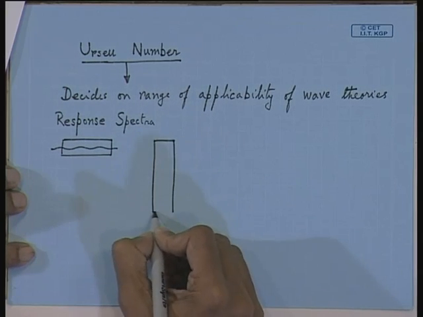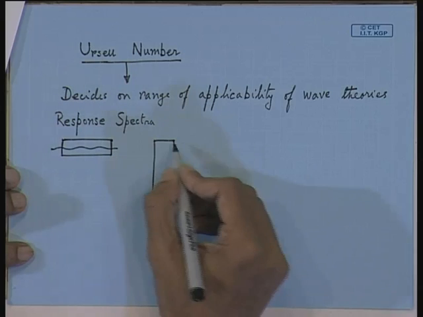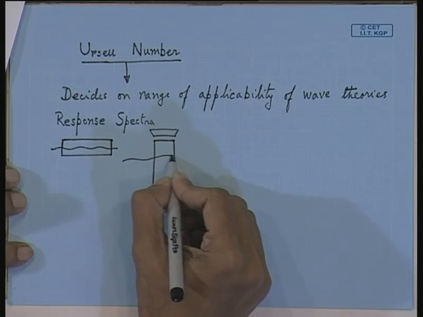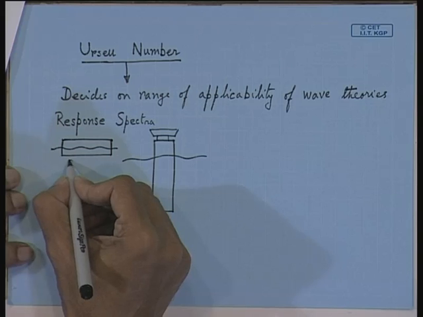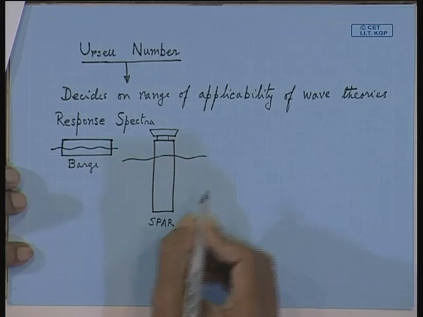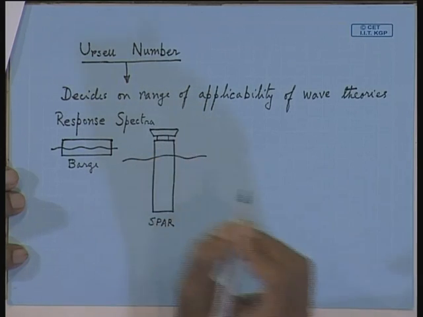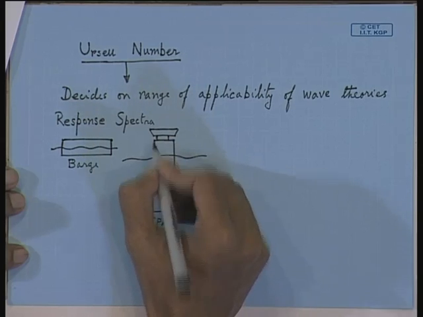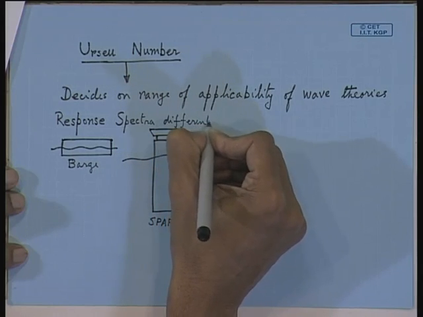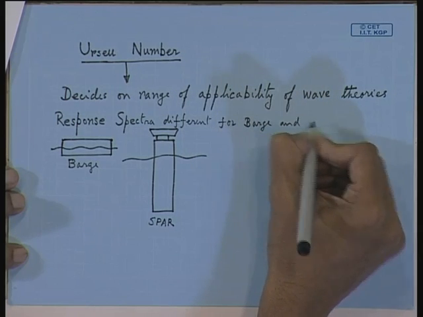And that same excitation frequency will be different for, say, a spar. You know what is a spar? A barge is a shallow vessel, that is the draft is pretty small. Now a spar platform has a deep draft. So which wave frequency is going to affect a barge and a spar? That will be decided by the applicability of Stokes theory. So this is where the ocean engineers have to be careful. So response spectra is different for barge and spar platform.